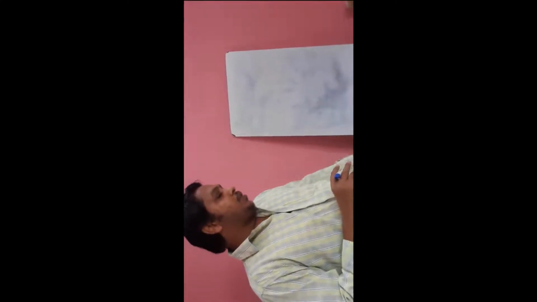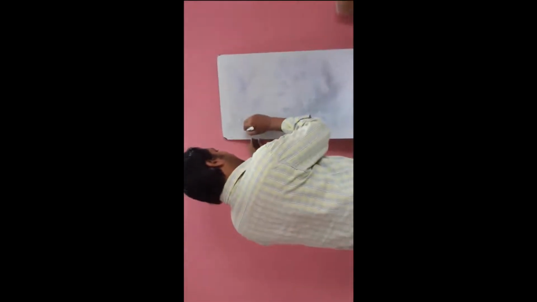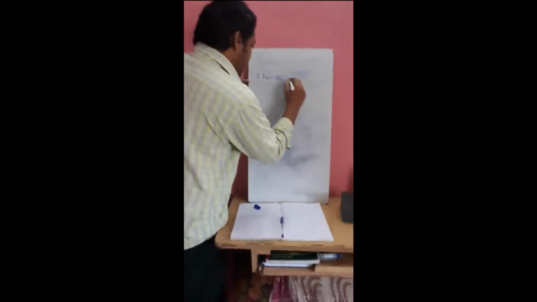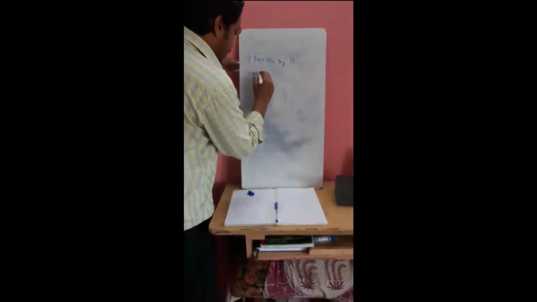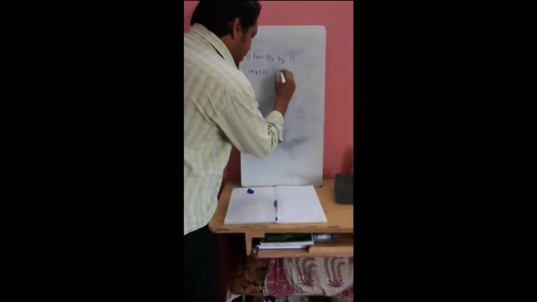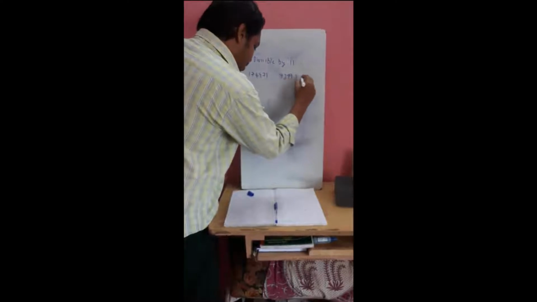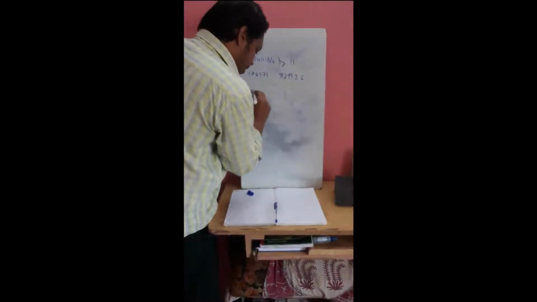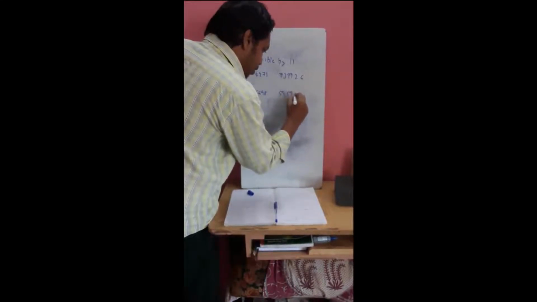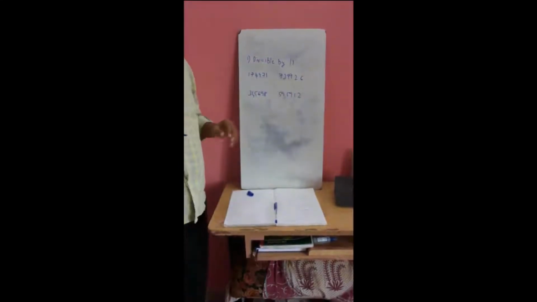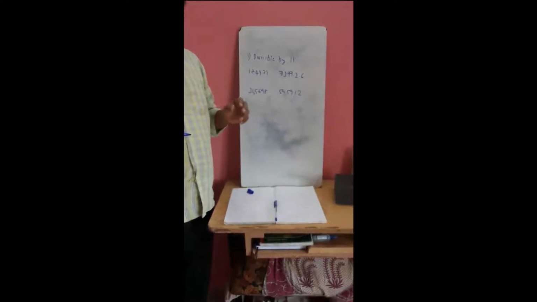The first problem which we are going to solve is: which of the following is divisible by 11? The options are 174971, 739926, 345698, 595912.